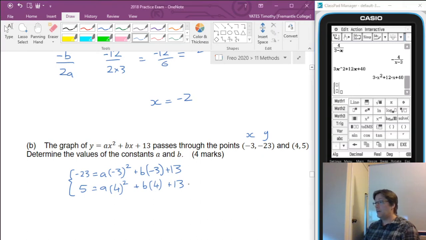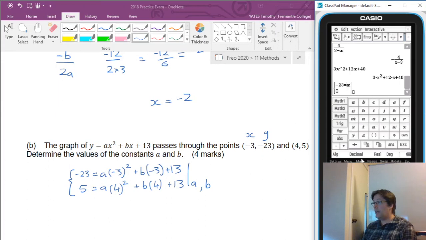And we always want to do whatever our variables are in here. So I'm going to do a comma b. I'm actually going to use those letters. So negative 23 equals, if you go to variables, we can do a. It's always got to be the one under italics. That's when you push these x, y, and z's on the keypad. It'll do the right thing.